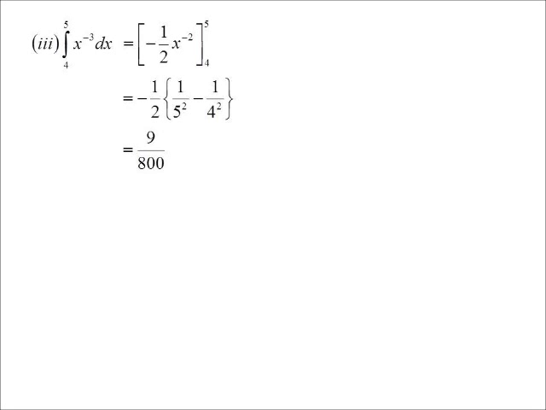Negative indices work just as well. Just be careful because you're adding to a negative. Temptation is to go minus 4, but we're adding, we go to minus 2. So it'll become minus a half x to the minus 2. I've converted it out of index form, so I've said, oh, well, that'd be 1 on 5 squared minus 1 on 4 squared. So we end up with 9 on 800.